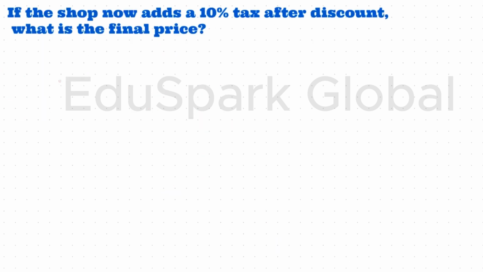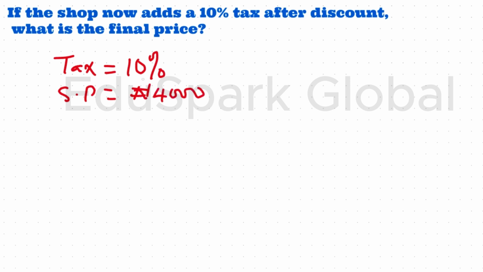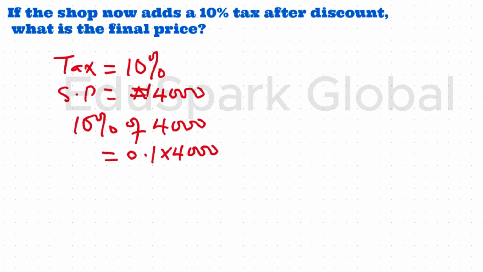If the shop now adds a 10% tax after discount, what is the final price? So we have a tax of 10%, okay? Then after the discount, the selling price was actually 4,000 naira. So we have to calculate 10% of 4,000. That will give us 0.1 multiplied by 4,000, which is equal to 400 naira.